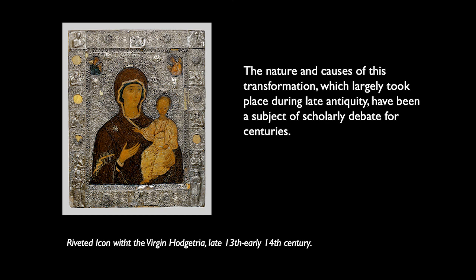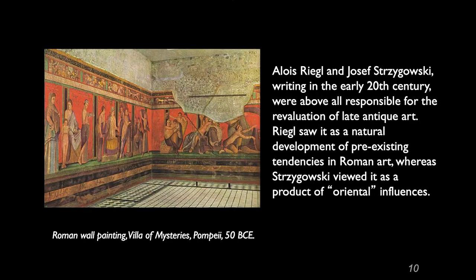scholarly debate for centuries. It was Giorgio Vasari who attributed it to a decline in artistic skills and standards, which had in turn been revived by his contemporaries in the Italian Renaissance. Although this point of view has been occasionally revived, modern scholars tend to take a more positive view of the Byzantine aesthetic. Alois Riegl and Josef Strzygowski were writing in the early 20th century, and they were above all responsible for the re-evaluation of late antique art. Riegl saw it as a natural development of pre-existing tendencies in Roman art, whereas Strzygowski viewed it as a product of more Oriental influences.